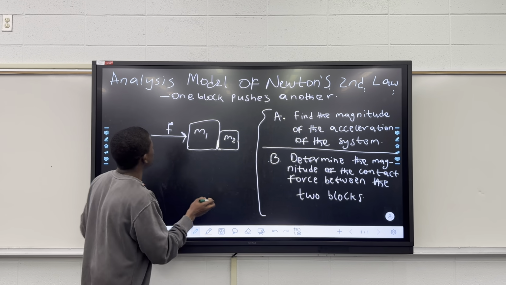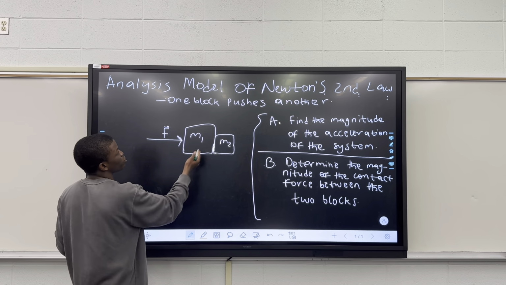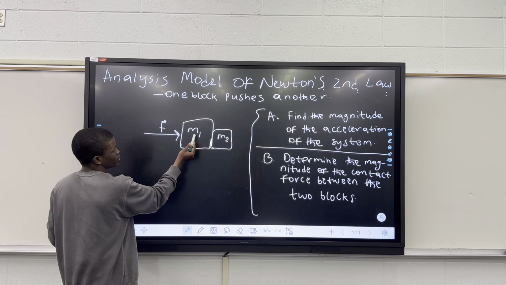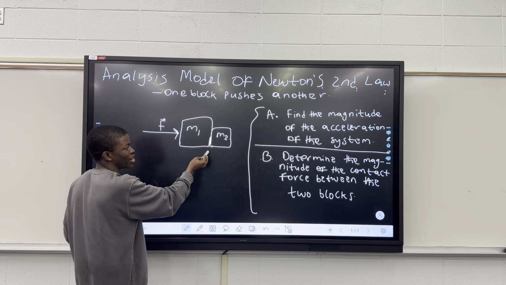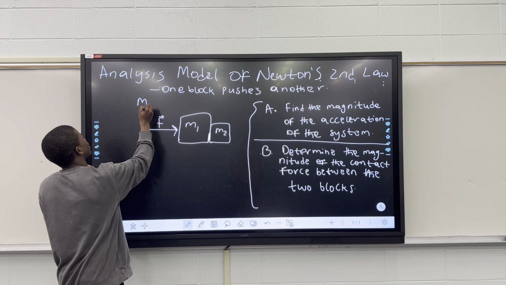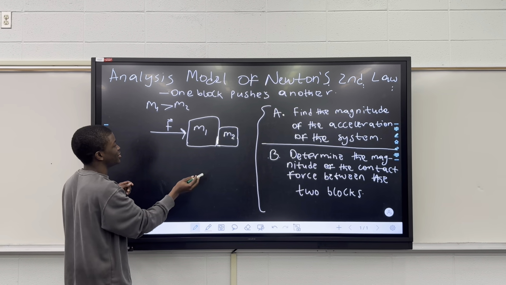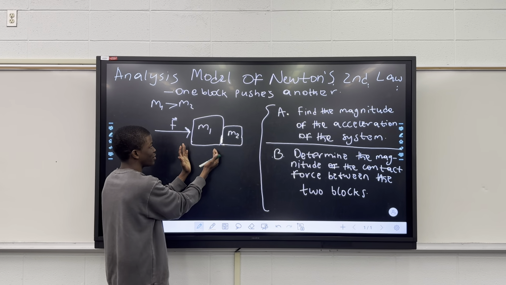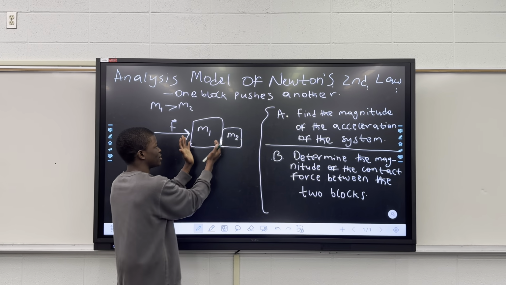I'm going to be showing a question about the analysis model of Newton's second law. In this example, we have one block pushing another. Let's imagine a block 1 with mass m1 and a second one with mass m2, where the mass of m1 is greater than the mass of m2 in this case. A force is acting on m1, and m1 in turn is pushing m2.